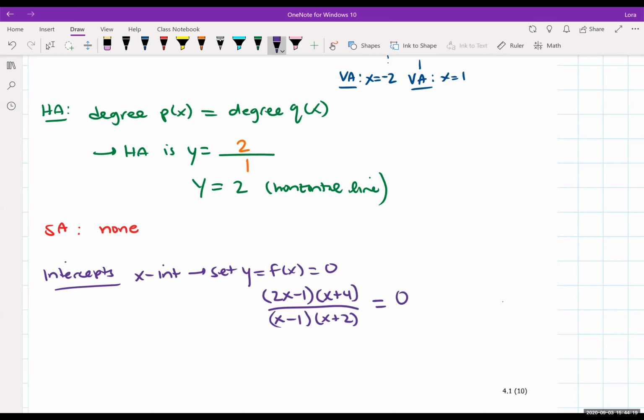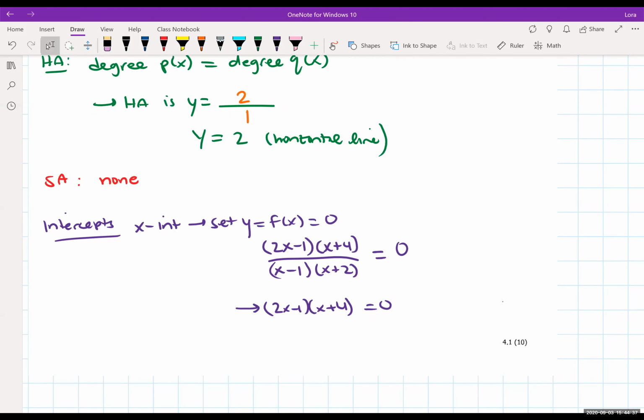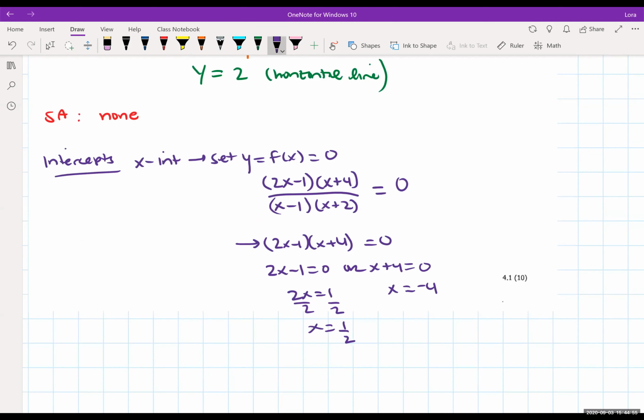Now, again, the same sort of argument we've been talking about this whole way through. When you do have a single fraction equal to 0, we can then set our numerator equal to 0. That's the only possibility to help us out. And now we have a quadratic equation. Well, it's been a quadratic equation. So we can set 2x minus 1 equal to 0 or x plus 4 equals 0. And solving both of these equations, we should have x equals 1/2 and x equals -4.